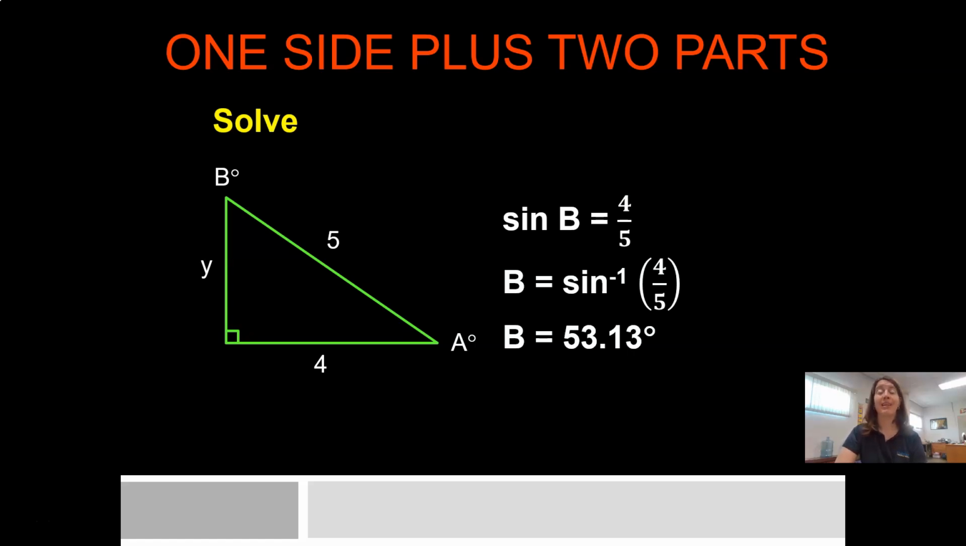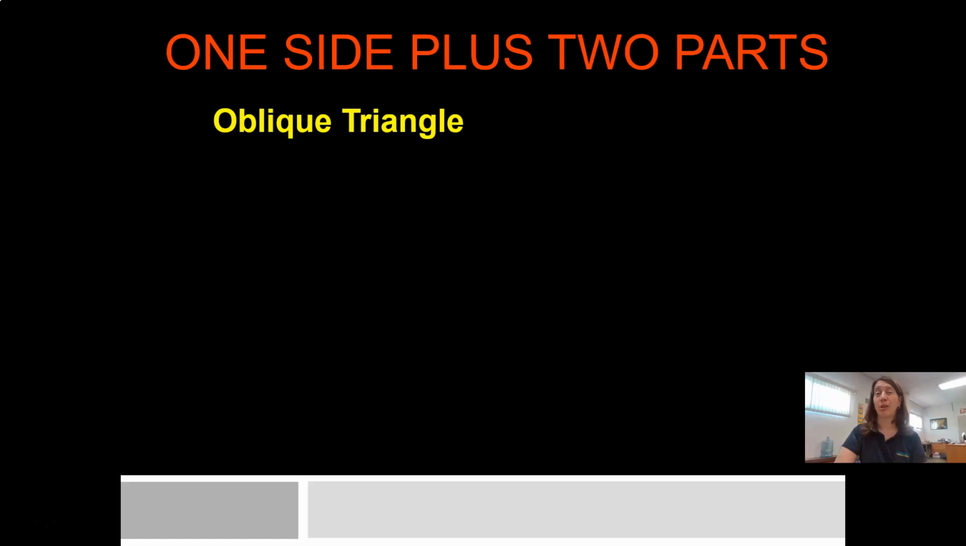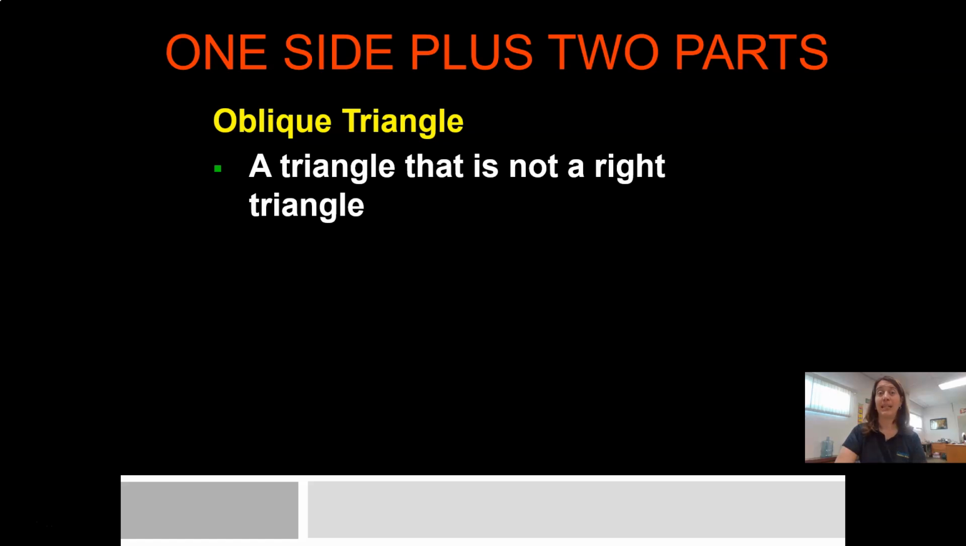Now, what we're going to be doing over the next couple days in our lessons is looking at something that's called an oblique triangle. An oblique triangle is something that's not a right triangle. Well, if it's not a right triangle, I can't use the Pythagorean theorem to find a missing side. If it's not a right triangle, then I can't use my main definitions of sine, cosine, and tangent to help me find a missing angle. So that's what we'll talk about over the next couple days in our lesson. How would I solve for a missing side or missing angles if I don't have a right angle already in the picture?